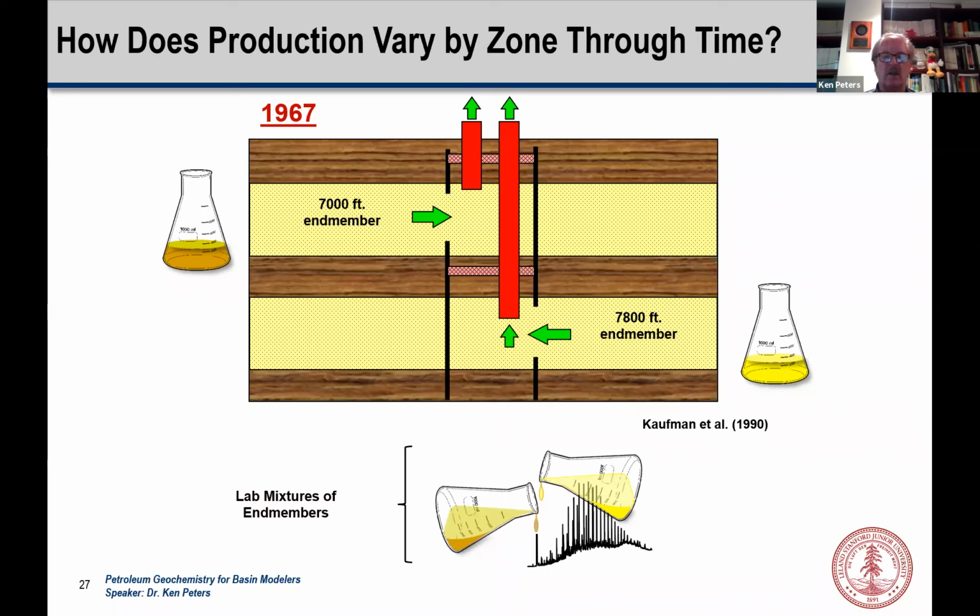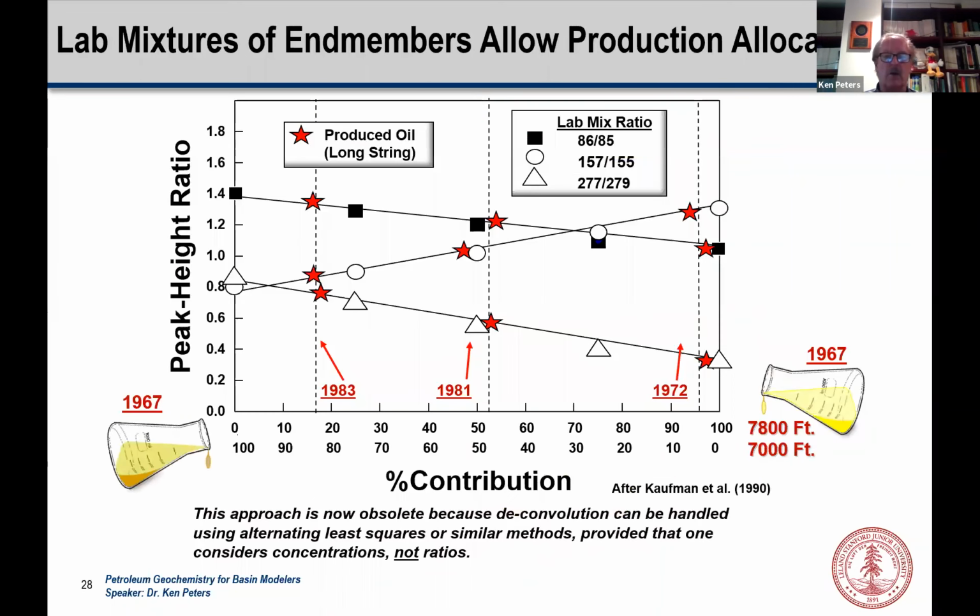He went to the lab and he went to the storage shed, and he got samples from these 2 units through time. And then in the laboratory, he mixed those in various proportions, of course, weighing them very carefully. And then he went to his capillary gas chromatography, and he looked at those mixtures. So for example, here is 100% from that 7,800 foot sand. That's the long string. And I'm just showing you 3 ratios here. I usually used about 16 different ratios.